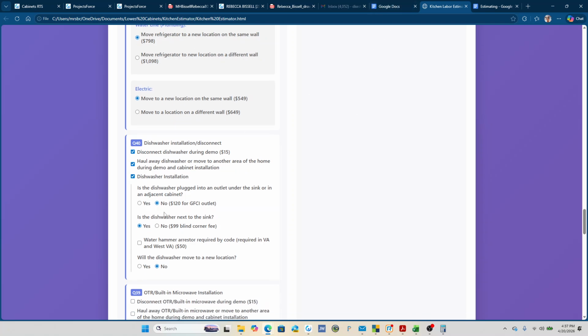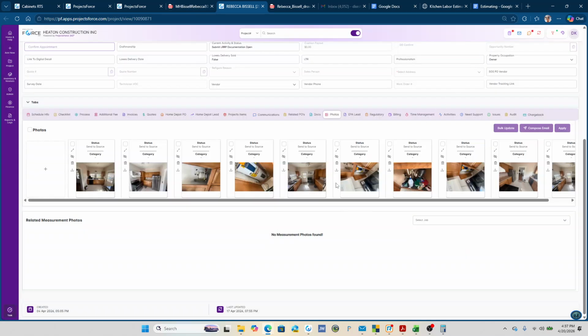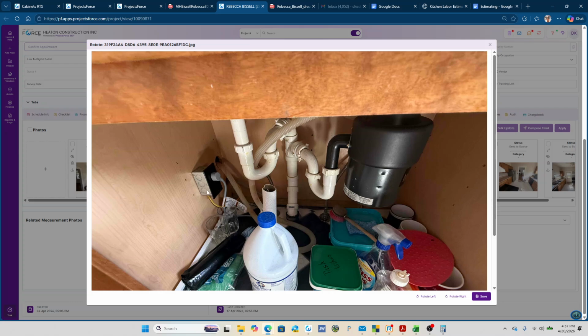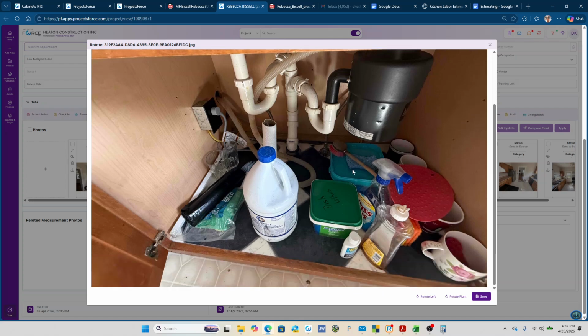Now, let's look at our pictures again, because is the dishwasher plugged into an outlet under the sink or an adjacent cabinet? We always have no as the default position because most of the time it's not. But let's just check our pictures real quick and see if we can gain any insights under the sink. Look at that. The garbage disposal, is that the garbage disposal plugged in, or is that the dishwasher? It looks to me like I can hardly tell.